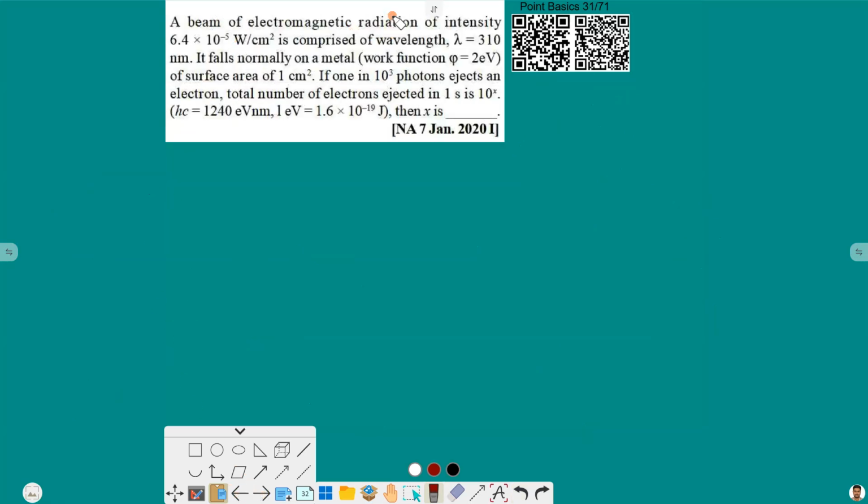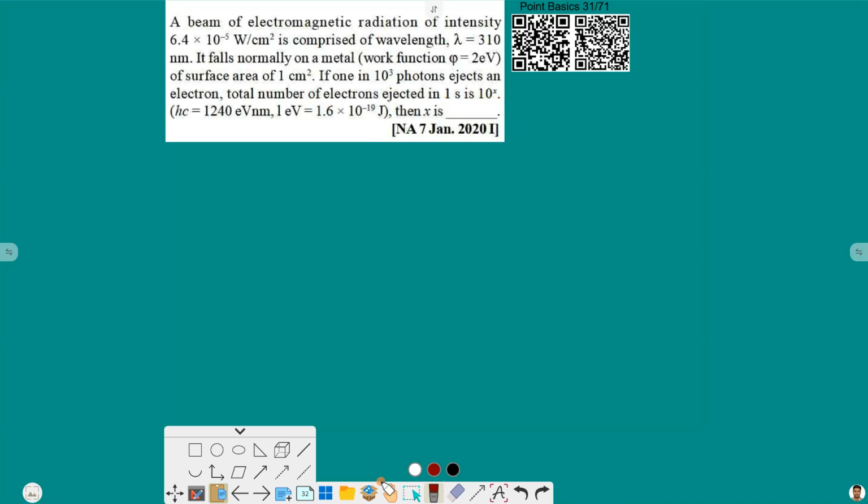A beam of EM radiation of intensity 6.4 into 10 to the power minus 5 watt per centimeter square, comprised of wavelength lambda 310 nanometer, falls normally on a metal plate. The work function is given, and the surface area is given. If 1 in 10 to the power 3 photons ejects an electron, the total number of electrons ejected in 1 second is 10 to the power x. We have to calculate x here.